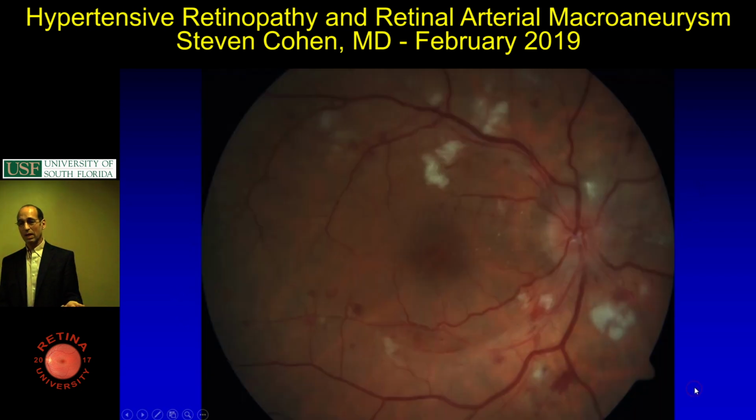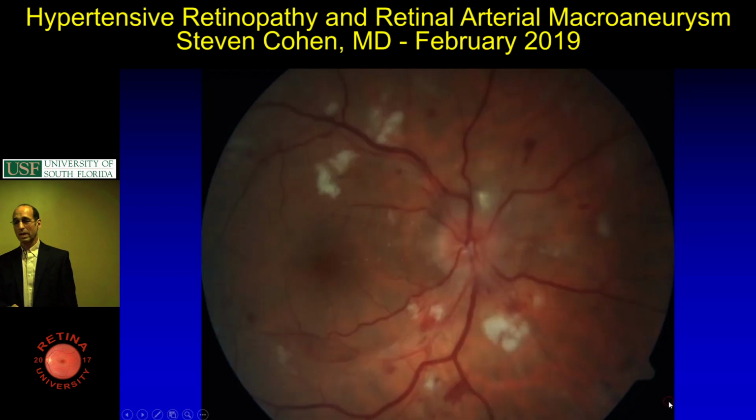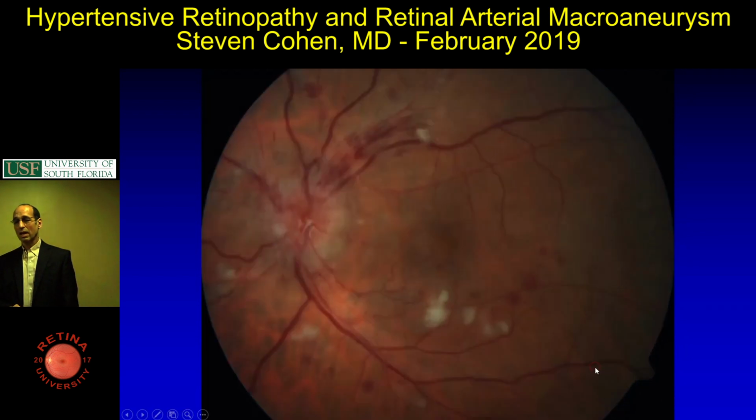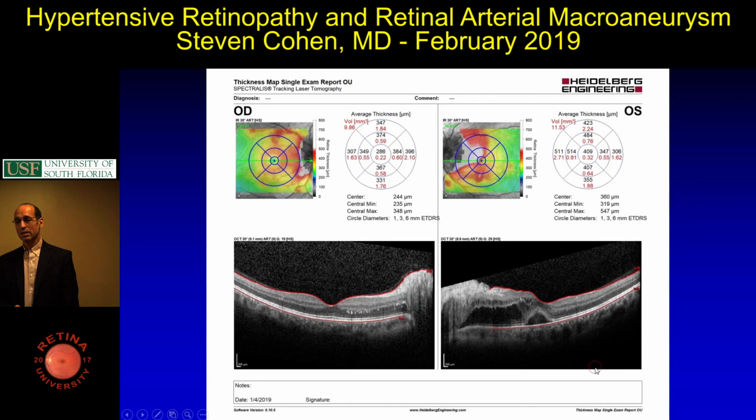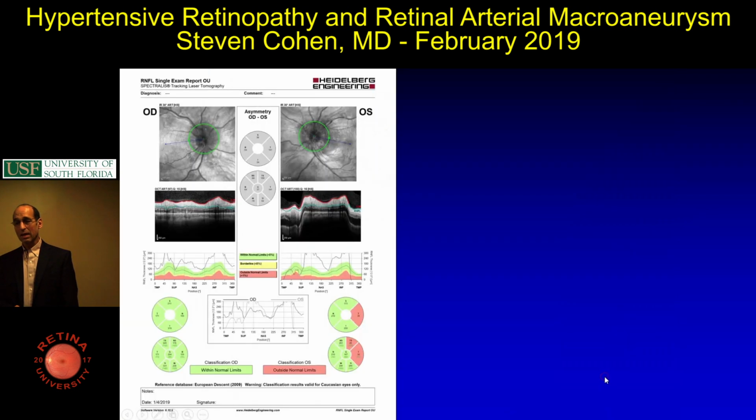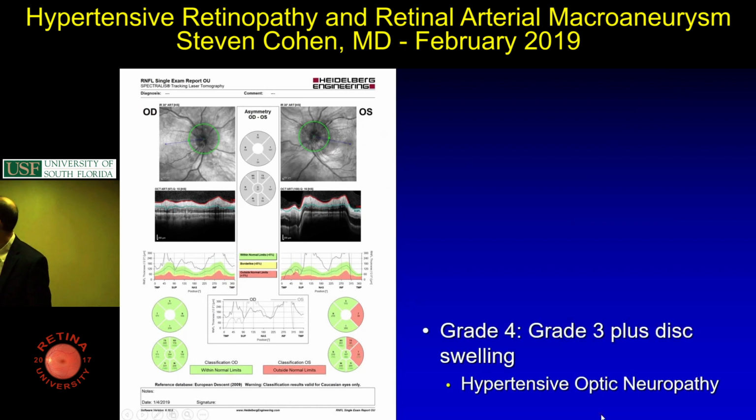The right eye's 20/20, left eye's 20/100. This is the right eye, and you can see the cotton wool spots. There's exudates over here. The nerve's swollen. There's hemorrhages. Everything's messy. And then this is the left eye with some more swelling. Then this is the OCT of the macula, and this is the OCT of the nerve, and you can see the nerves are swollen on both sides.